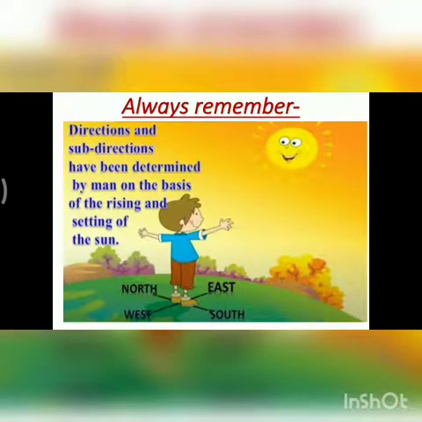Always remember, children, directions and subdirections have been determined by men on the basis of the rising and setting of the sun. We are able to find out the directions and the subdirections only because of the position of rising and setting of the sun.